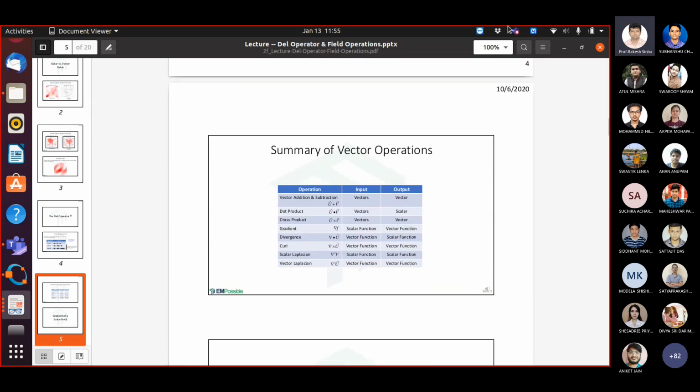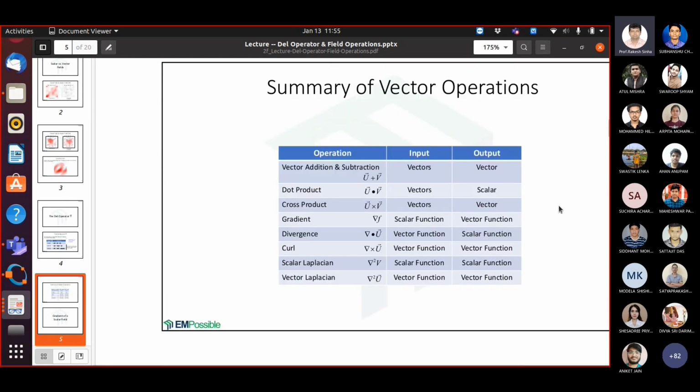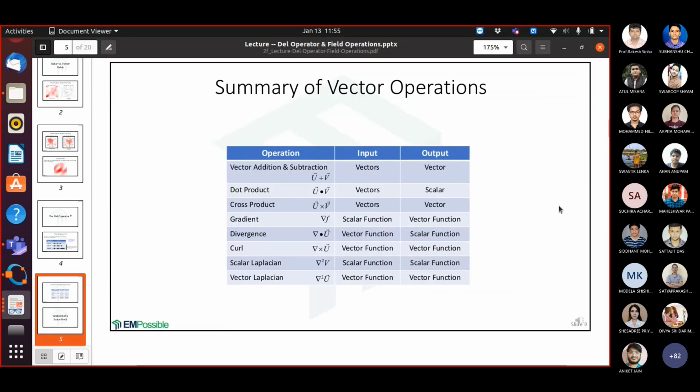Let me zoom this one. In the vector operations, we have seen that if we add two vectors, that leads to another vector. If we take the dot product of two vectors, that is a scalar product, so the output is a scalar. If you take the cross product of two vectors, the output is a vector quantity.